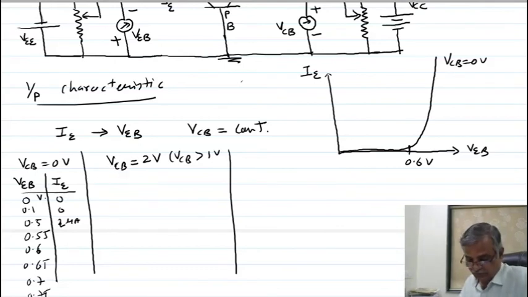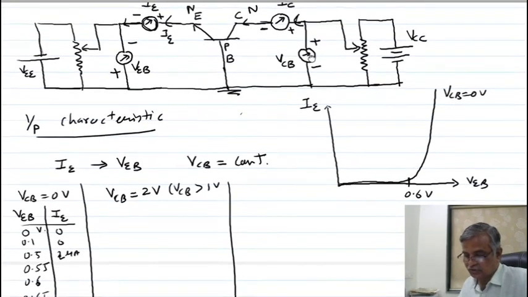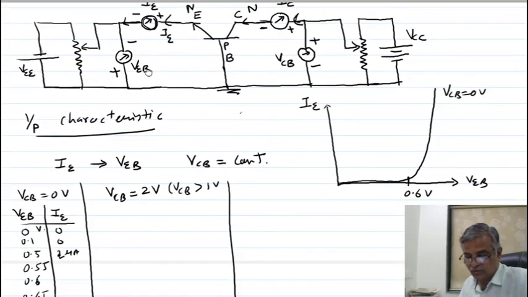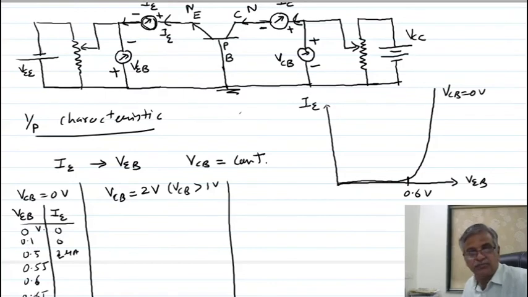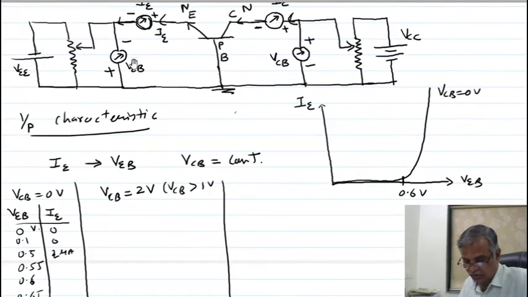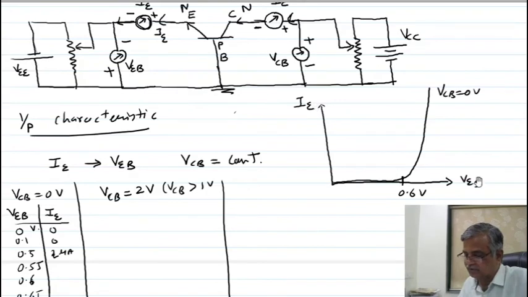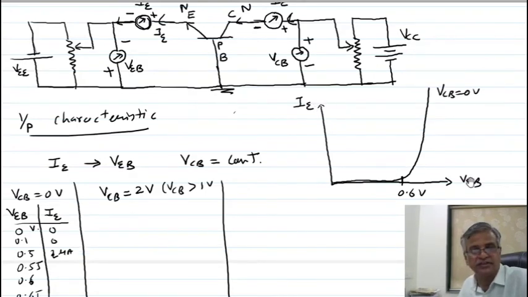Now, first step, what is the first? First step is to keep VCB at 0, vary the emitter base voltage in a suitable step, and note down the corresponding value of the emitter current. As you understand, plot the graph of emitter current versus emitter base voltage. Plot the graph of input current versus input voltage at a constant value of output VCB voltage.